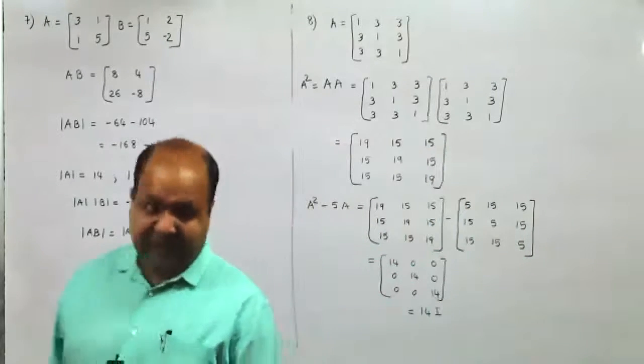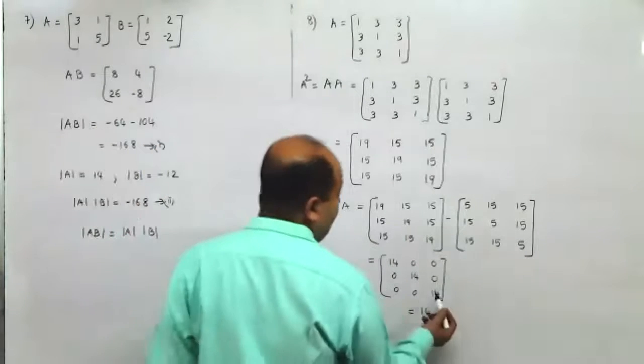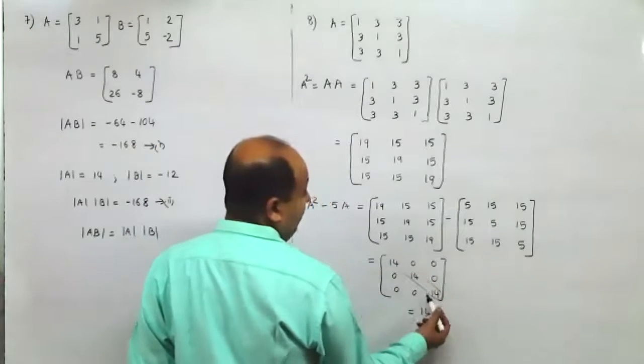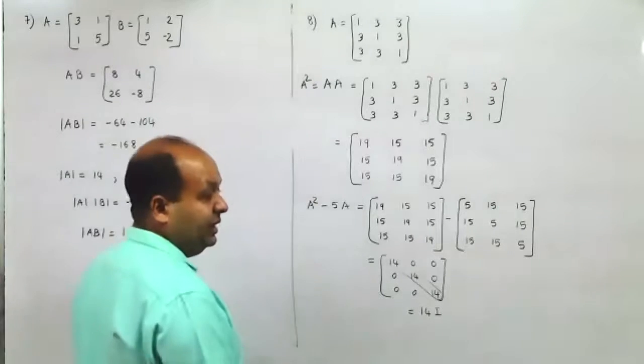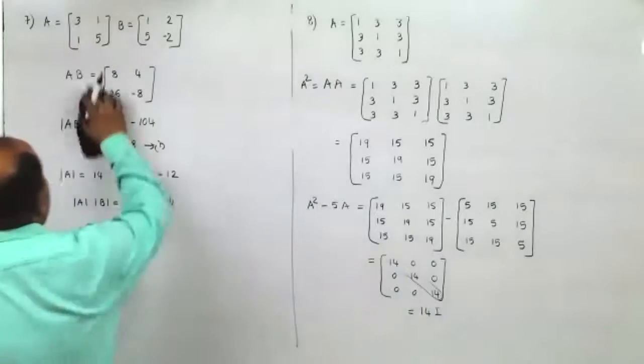That is, it is a scalar matrix. This one is a scalar matrix. When do you say it is a scalar matrix? When only diagonal elements are there and all the diagonal elements are equal.